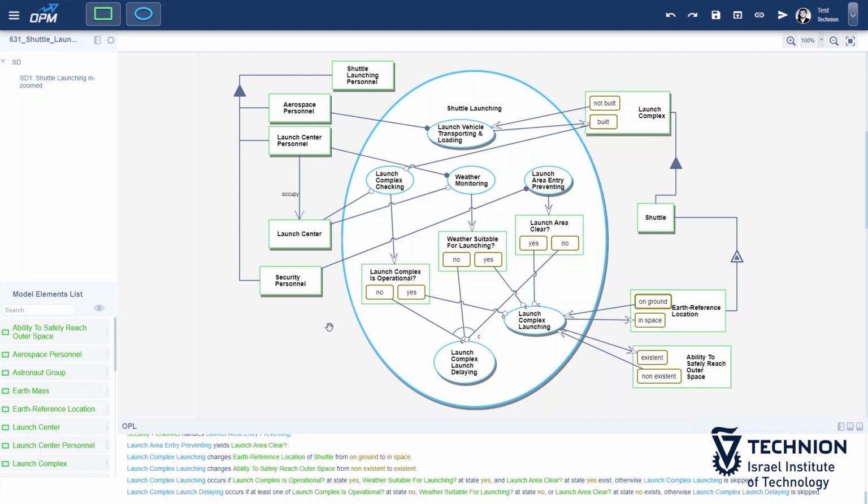Now let us turn to the condition links. Launching the launch complex will be delayed if one or more of the checking processes results in failure. We wish to express that any combination of these conditions delays the launching. We do this by using the OR relation, which shows that one or more negative outcomes of these checking processes causes a launch delay.